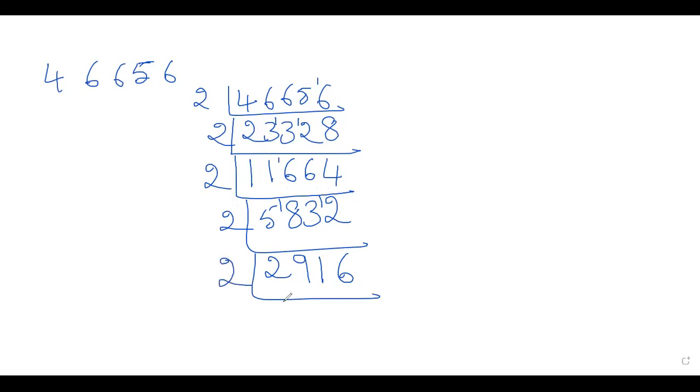Again, divided by 2. 2 1's are 2, we have 9 here. 2 4's are 8, remainder is 1. Now it is 11. 2 5's are 10, remainder is 1. Now it has become 16. 2 8's are 16. Now we have 1 4 5 8, again divided by 2. I will write here. 2 7's are 14.